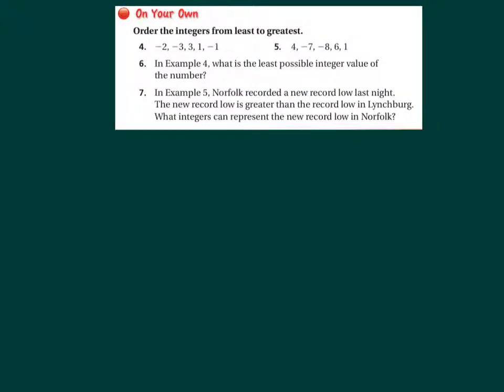So the last one here, again, order the integers from least to greatest, 4 and 5. Number 6, and it says in example 4, what is the least possible integer value? Again, in example 4, we had that number line, so I'll help you out with number 6 here. We had that number line from negative 8 to 0, and we had the highest value at negative 1, so the least value would have to be down here at the other end. You guys can answer that here after I get done with this.